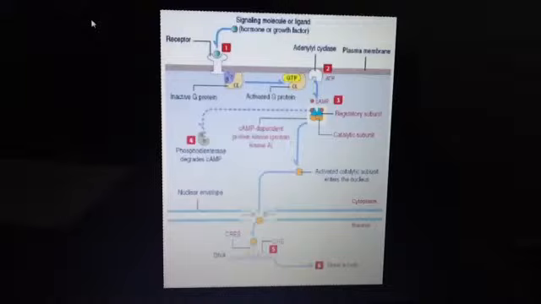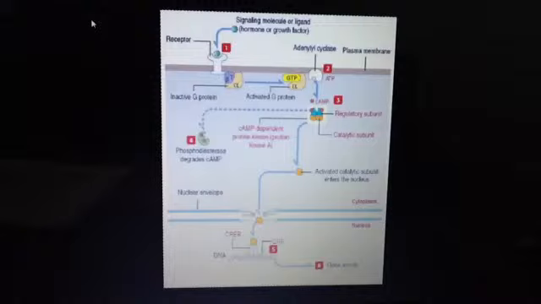cAMP, the second messenger, then binds to the regulatory subunits of the cAMP-dependent protein kinase A, and releases the catalytic subunits. So now we're moving downstream, and things are happening within the cell. Number 4, cAMP is degraded by cAMP-dependent phosphodiesterase because it's no longer needed.